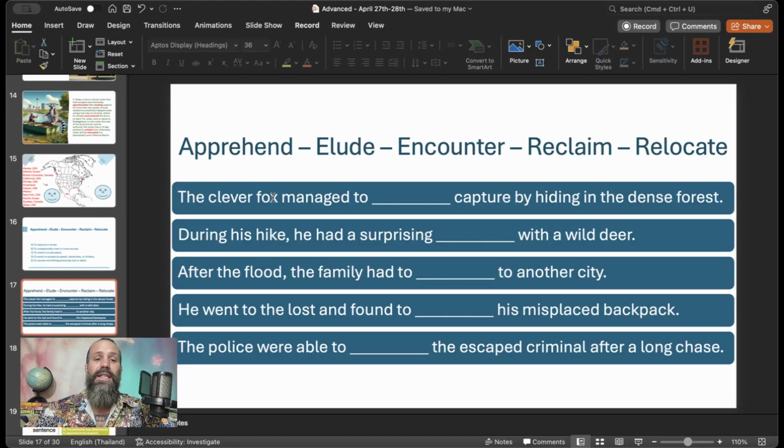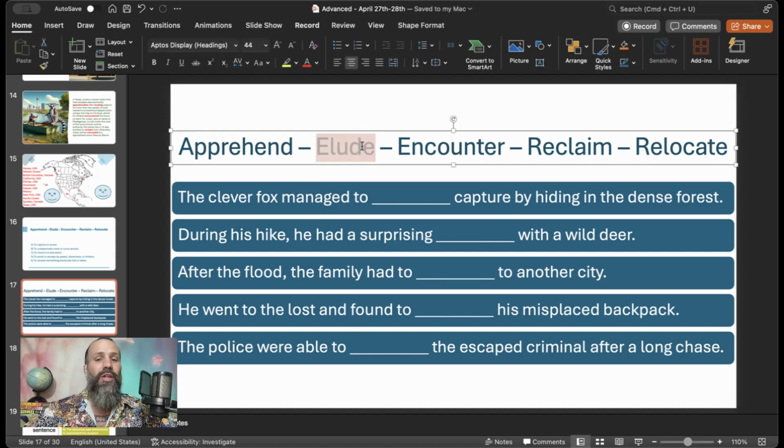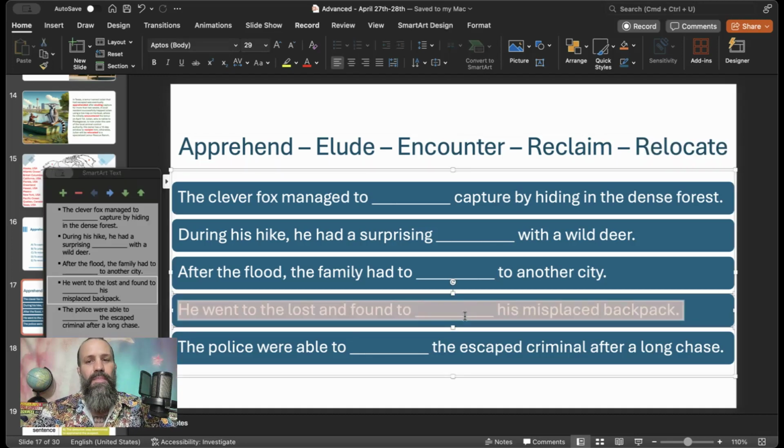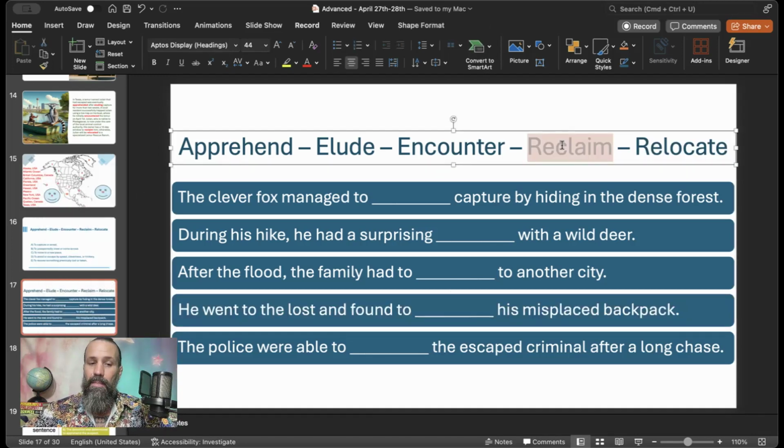The clever fox managed to elude capture by hiding in the dense forest. During his hike, he had a surprising encounter with a wild deer. After the flood, the family had to relocate to another city. He went to the lost and found to reclaim his misplaced backpack. The police were able to apprehend the escaped criminal after a long chase.